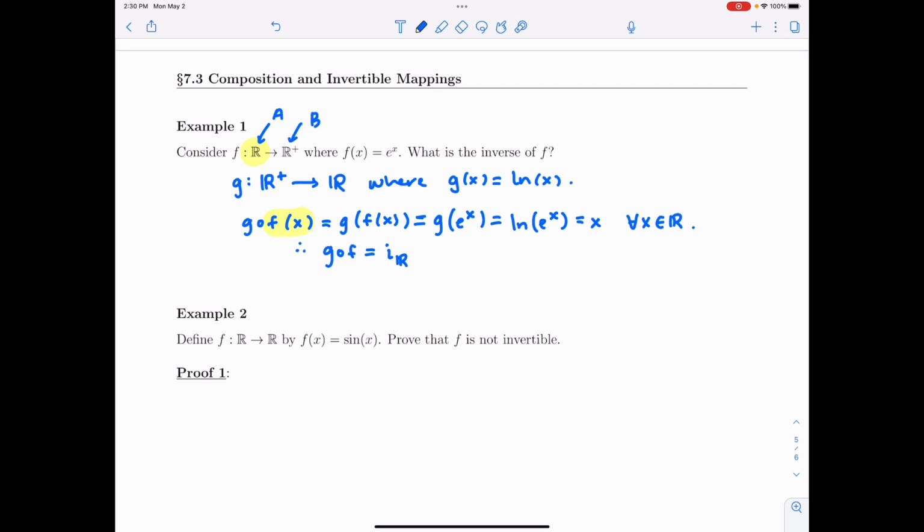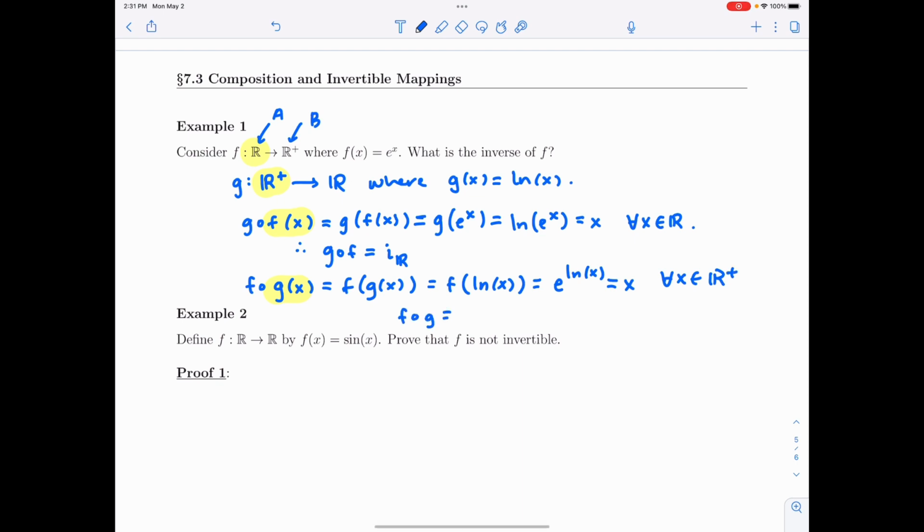I would pause your video and try to compute f composed with g. Check what you get, figure out which set it should be the identity on. Okay, so we do f composed with g. This time we are plugging in g first. f of g of x is going to give us f of the natural log of x. And if I do that, I'm going to get e to the natural log of x, which we know is just x. Since we began by plugging an x into g, we needed to make sure we were plugging in a positive real number so that the natural log was defined. And so this is true for all x in R plus, which means we can conclude that f composed with g is the identity on R plus.